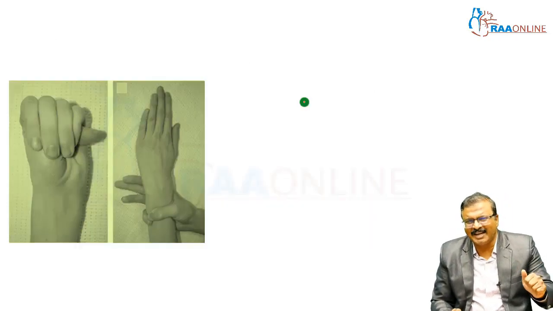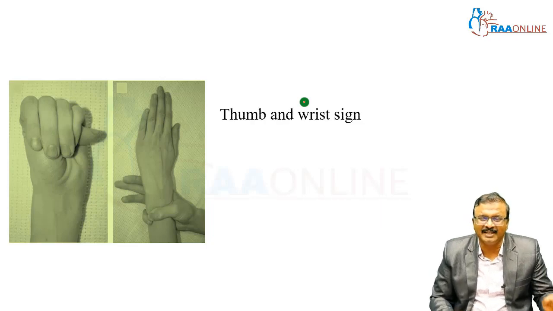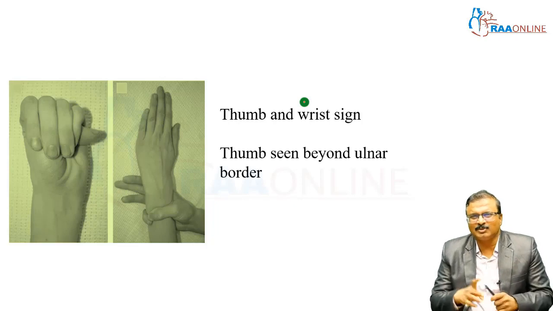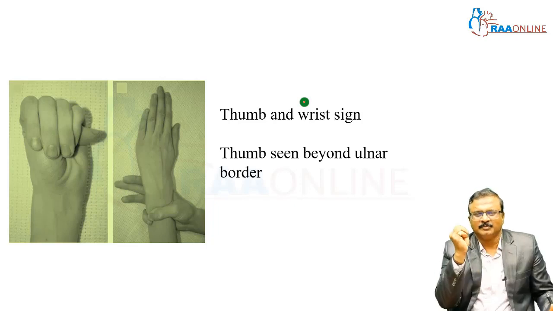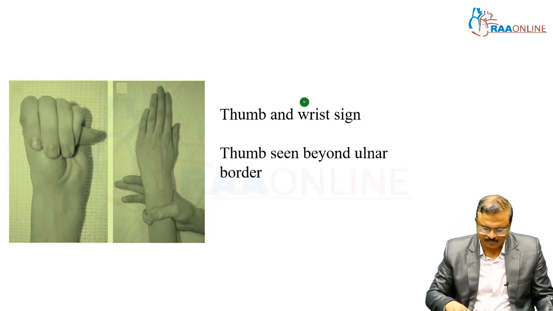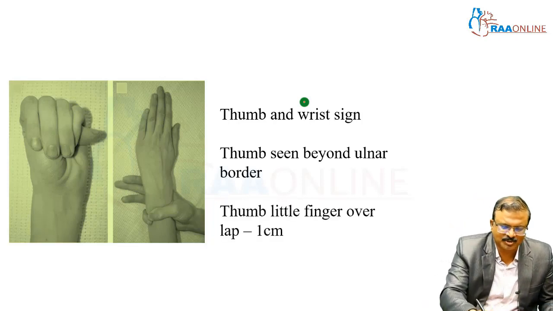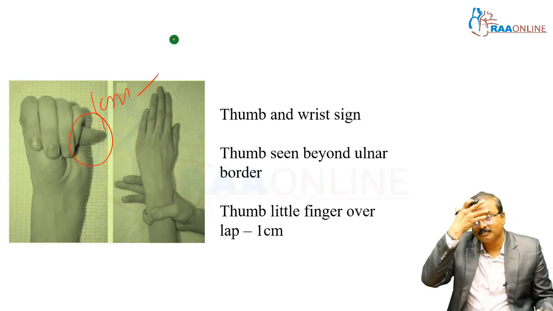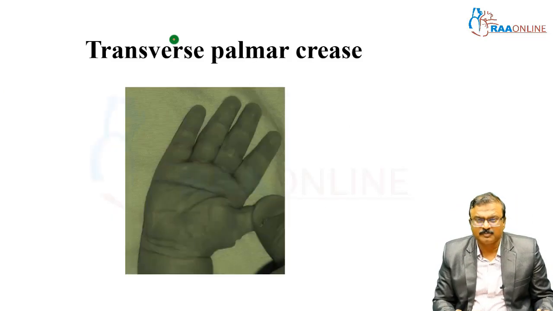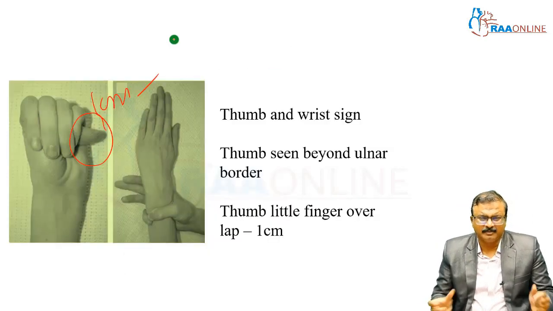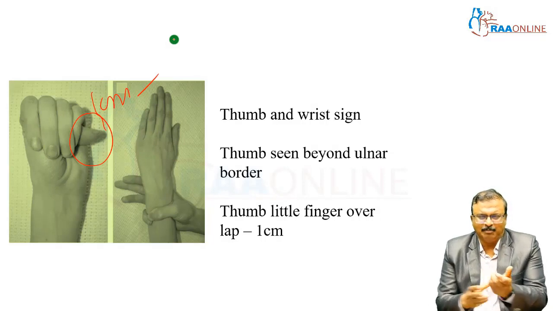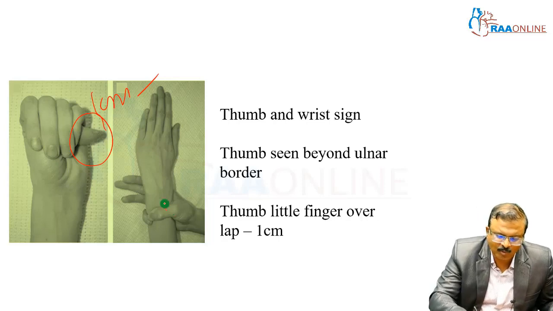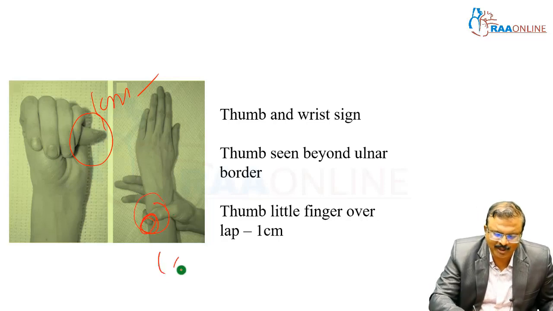This is what is called the thumb sign and wrist sign. What is the thumb sign? The thumb is seen beyond the ulnar border. That is what the picture shows. Thumb and little finger overlap is 1 centimeter. That is the thumb sign. Wrist sign, again, the little finger and thumb should have 1 centimeter overlap. Again, this distance should be 1 centimeter.